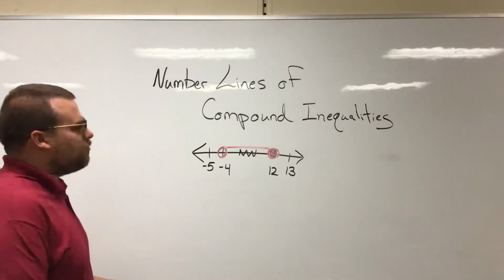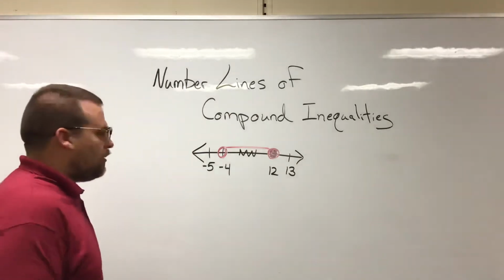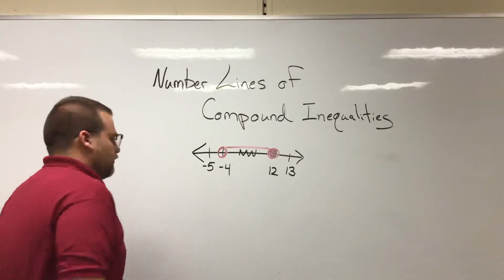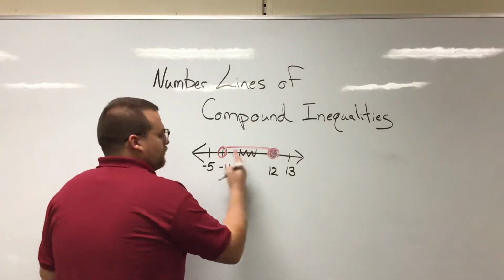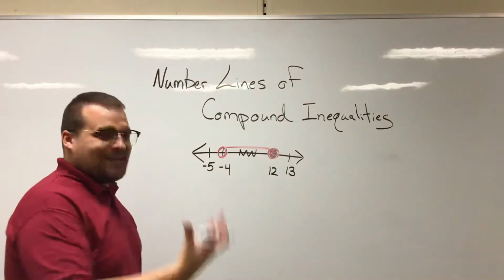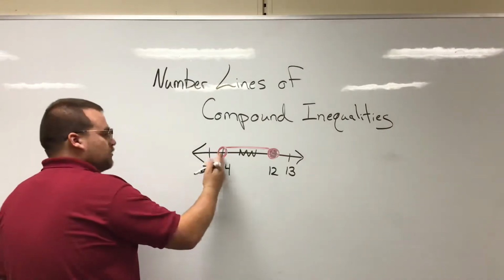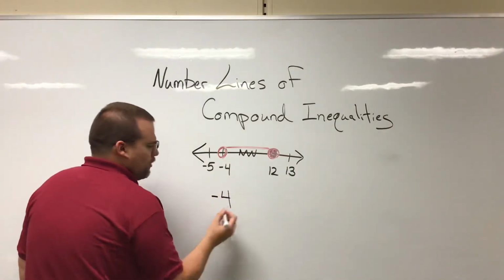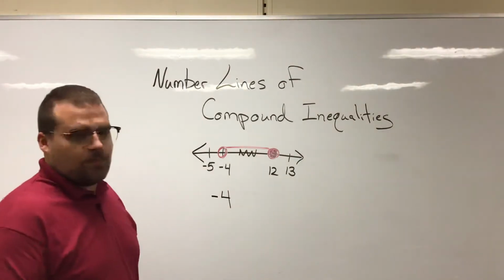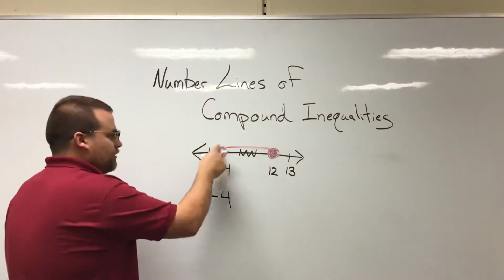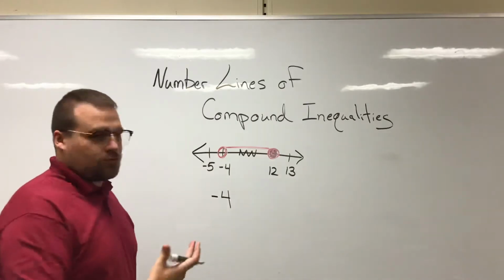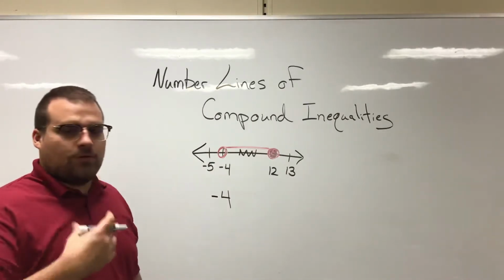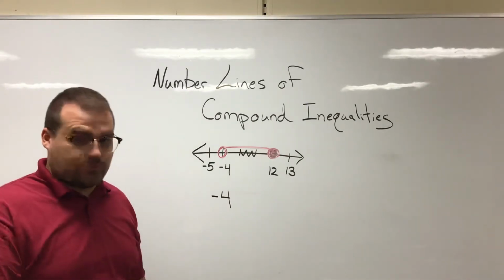So how would we write that compound inequality? Well, since it looks like what I call an interval, it connects one number to another, and we're going to start with the smaller one, -4. Now, we're going to decide, is it an open circle or a closed circle? That'll decide if we do less than or equal to.